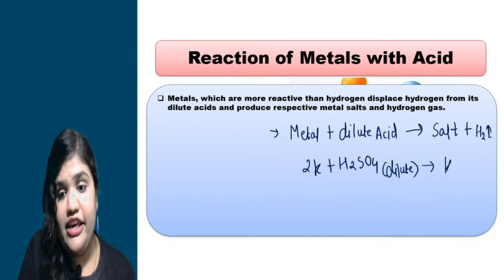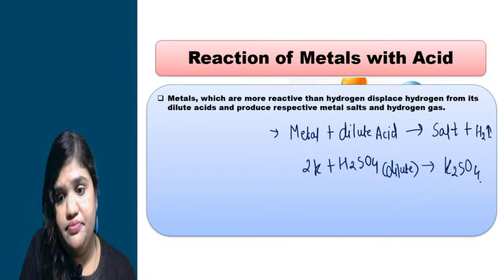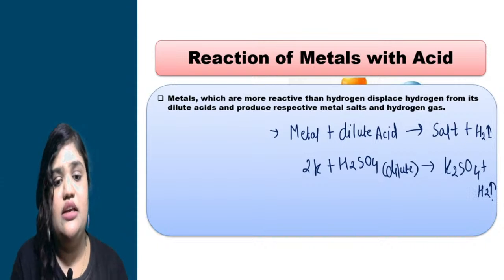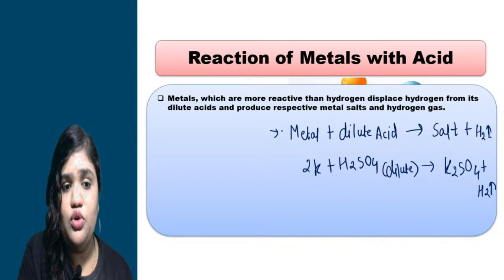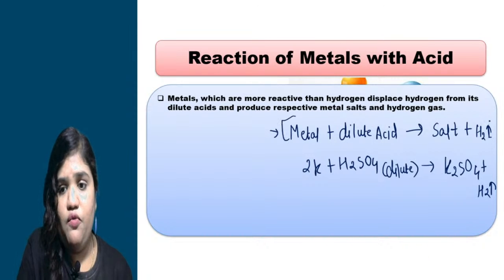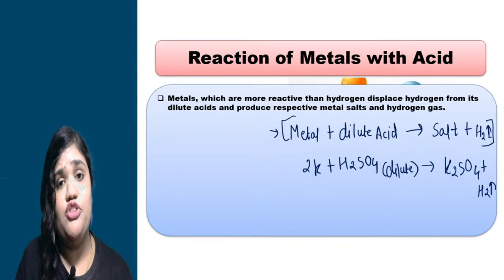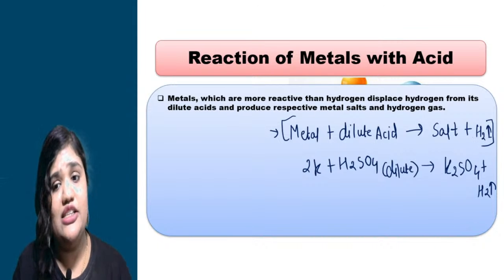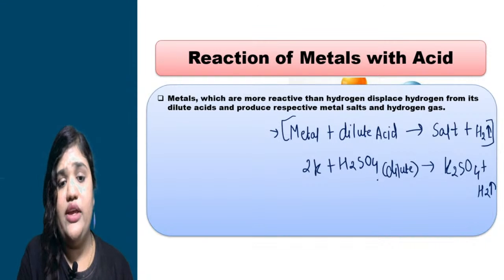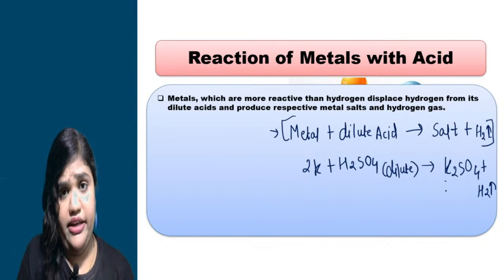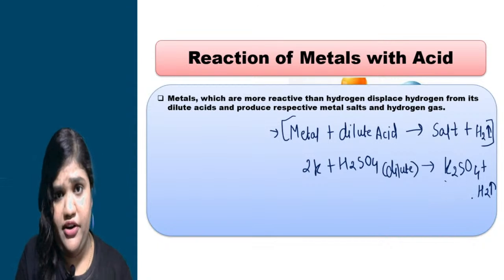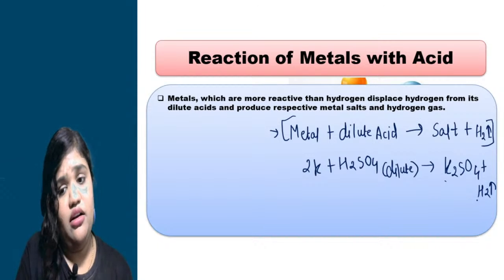So K2SO4 plus H2. Yes, this is the simple reaction. You have to remember just this thing. When metal reacts with dilute acid, there is a formation of salt, along with that there is a formation of hydrogen gas. So yes, potassium when reacts with dilute sulfuric acid, there is a formation of salt. This is salt, K2SO4, potassium sulfate. Along with that we will get hydrogen gas.